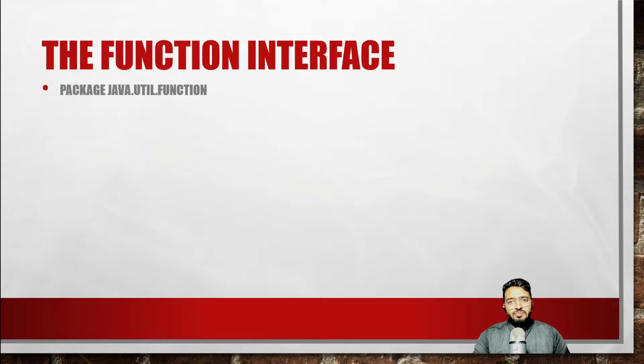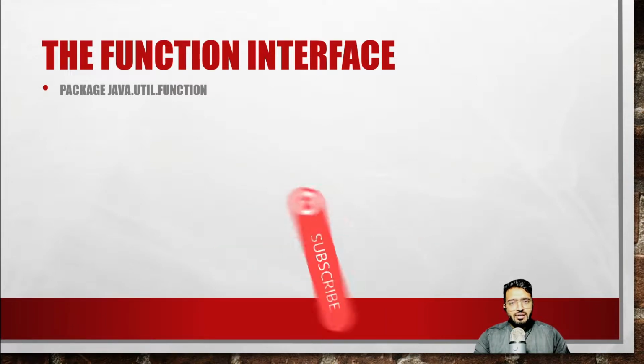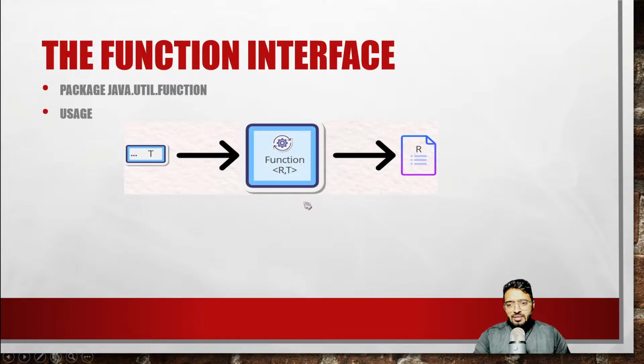But here my requirement is that I want to take some input and return something from the lambda expression or from our functional interface. So for that purpose we will use the Function interface. Let's see its usage. Here you can see the Function interface having R and T generic types. T denotes the input we will pass to this functional interface, and R will be the return type, that means the value returned by this Function interface.